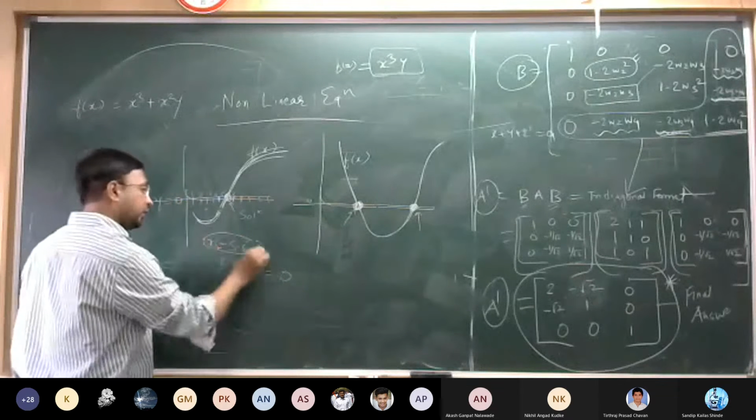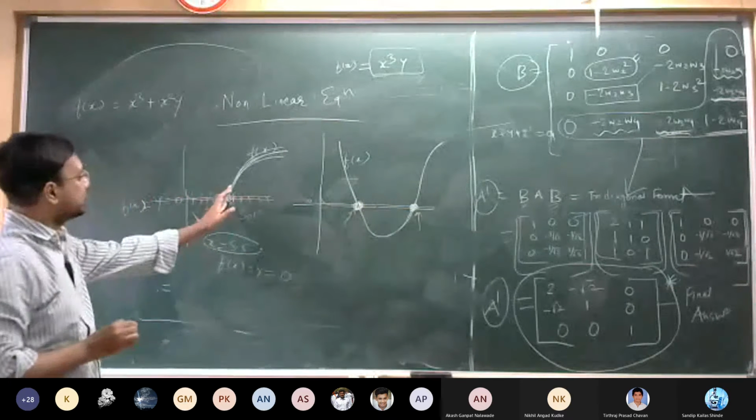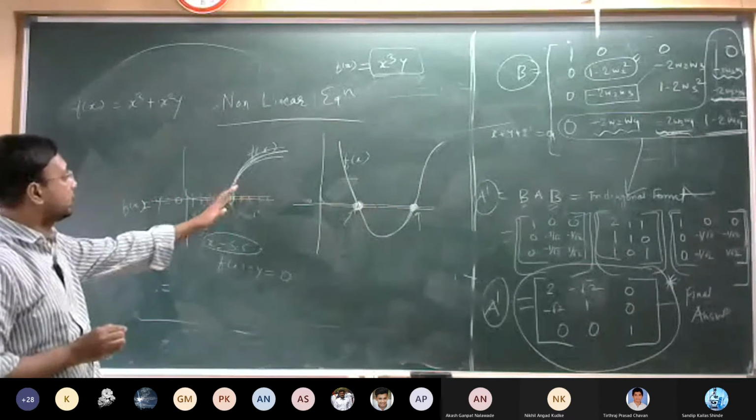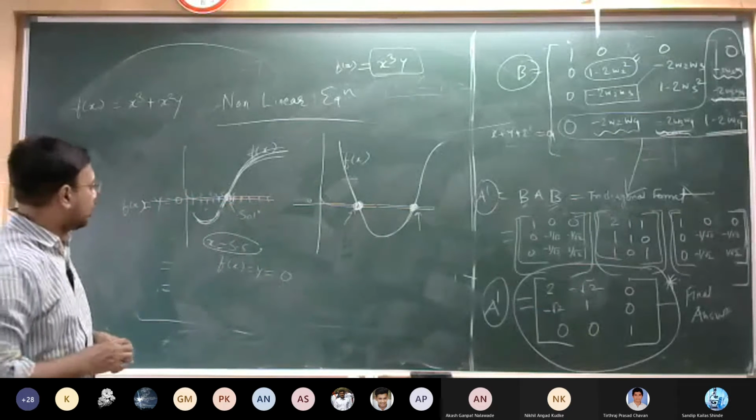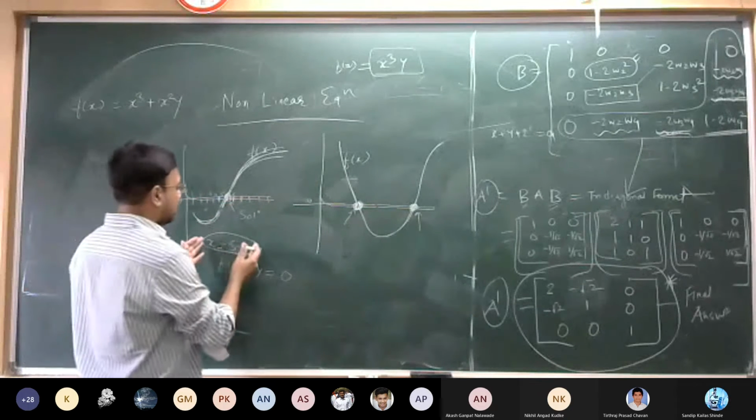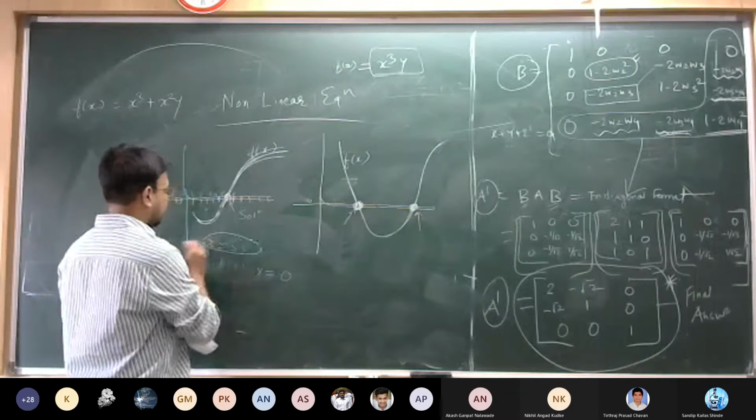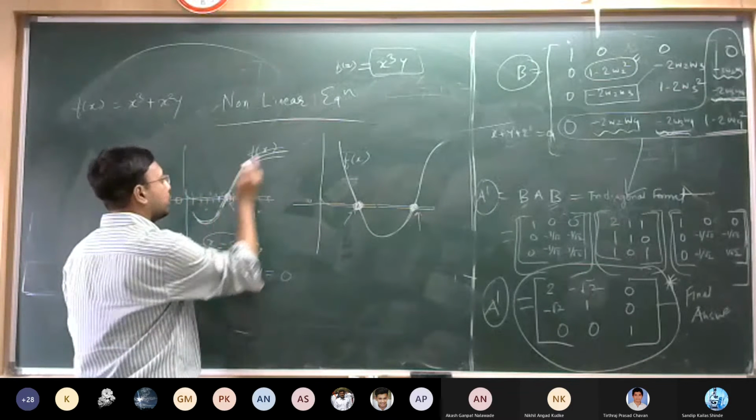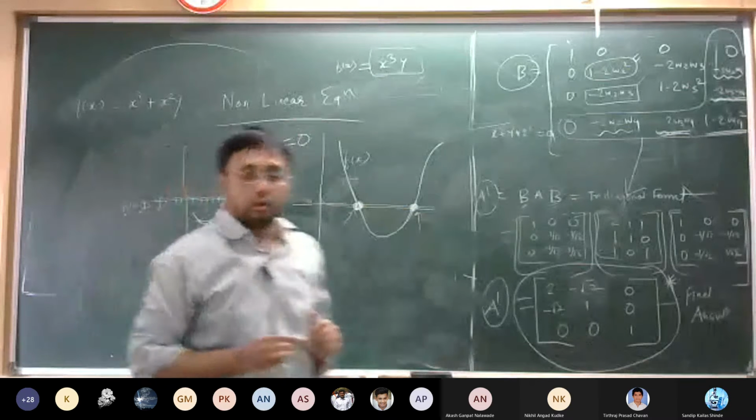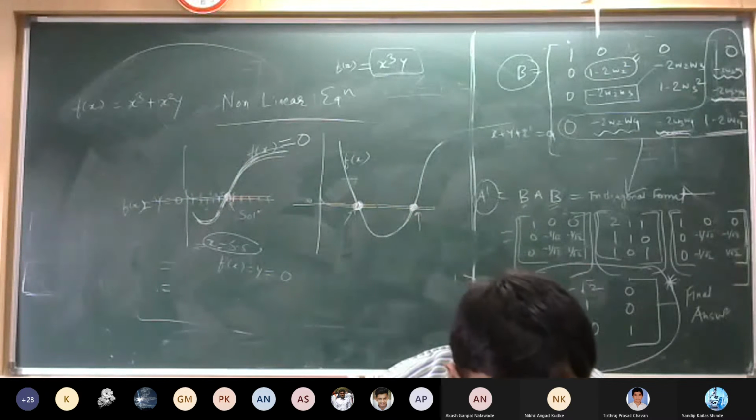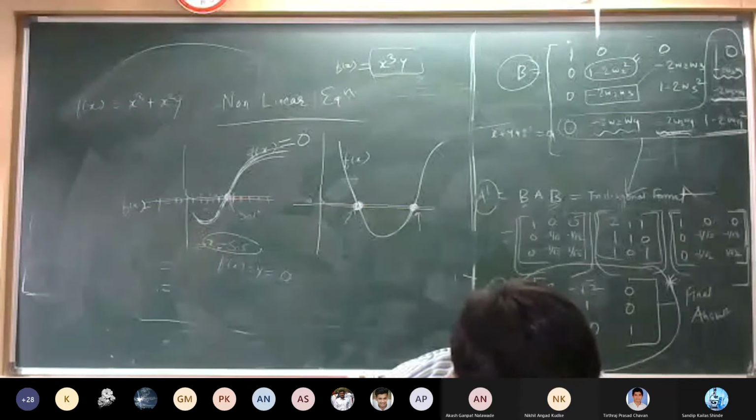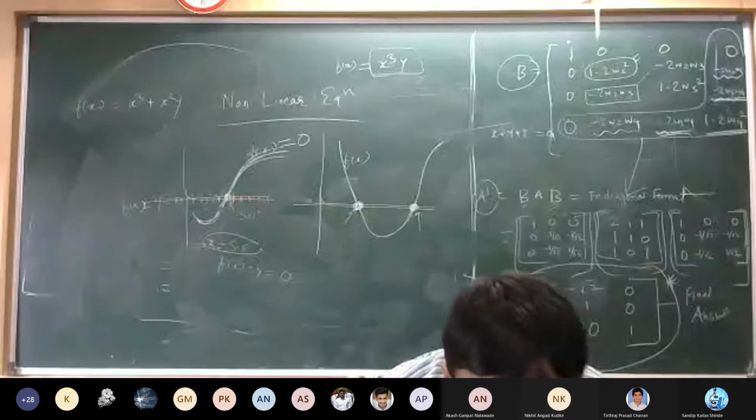So we need to find out that particular x value, on which x value this particular line crosses the x-axis. So we need to find out the particular x values where this f(x) becomes 0. So f(x) becomes 0 is called a solution of that particular non-linear equation. Non-linear equation. Have you got this?